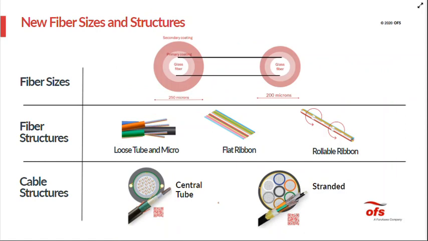So over the last few years, we've seen different types of fibers, different types of fiber structures. So we've got different fiber diameters. There are loose tube and micro cable designs. There are flat ribbons. There are rollable ribbons. And then there are also two main cable structures. And really what I wanted to focus on in this slide primarily were the cable structures. There's the central tube structure, and there are stranded structures.